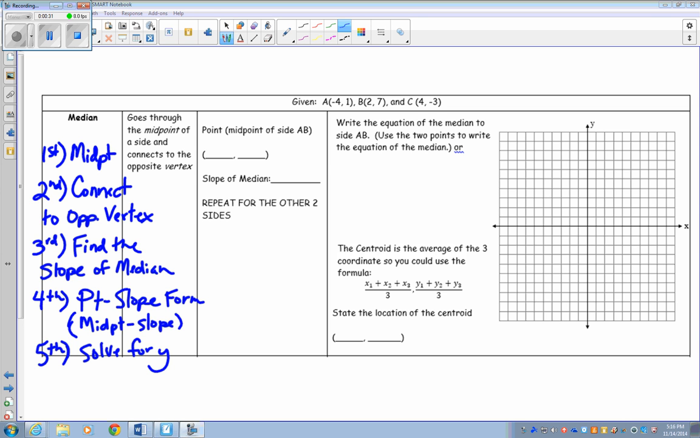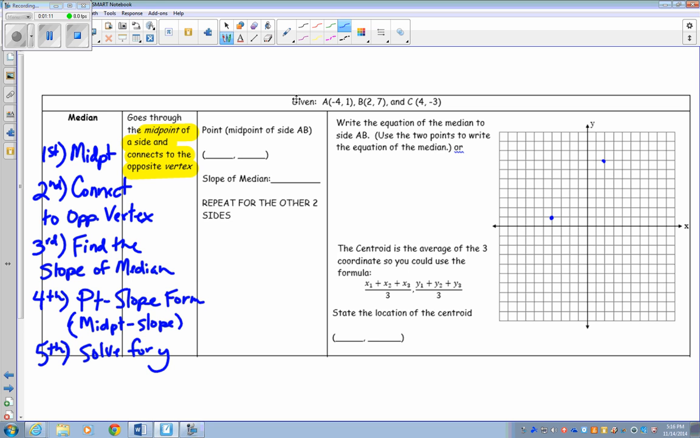Since we're finding the median, it has to go through the midpoint of a side, and it has to connect to the opposite vertex. So we're just going to apply the definition. Since we are writing the equation of the median, the first thing we have to do is find that midpoint. So again, we're going to graph the given points. We had -4, 1, and then we had 2, 7.